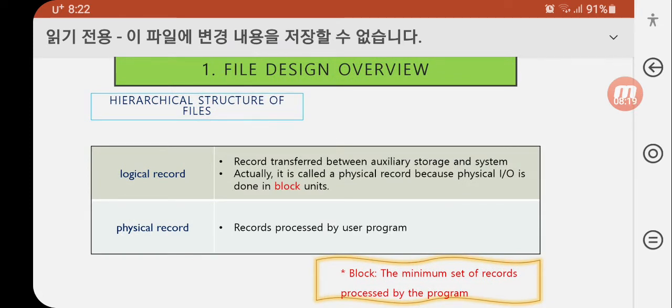I mentioned the logical record is a record that is transferred between auxiliary storage and the system. Actually, it is called a physical record because physical input-output is done in block units. Physical record is a record processed by user program.